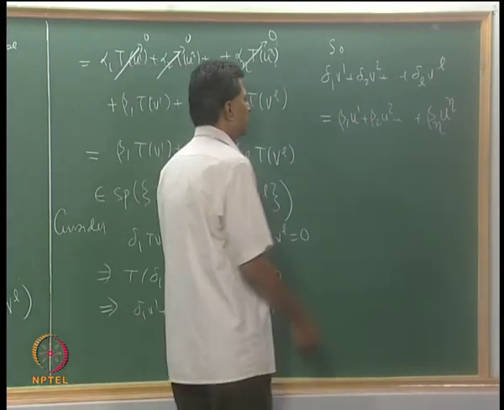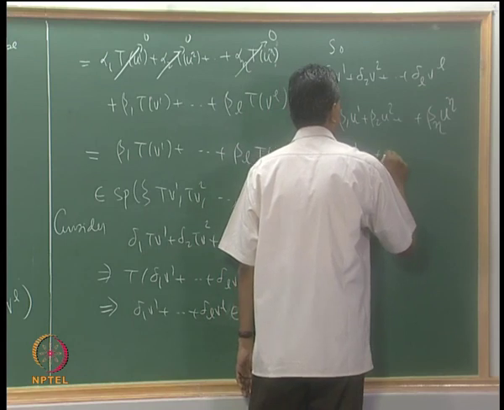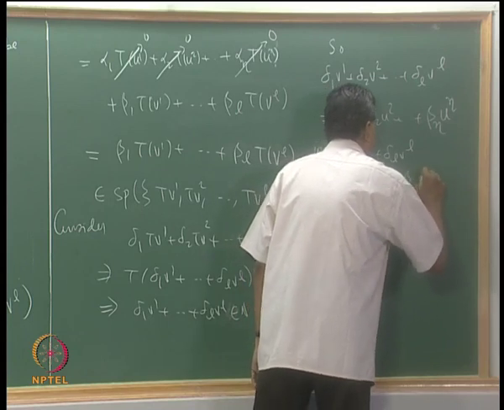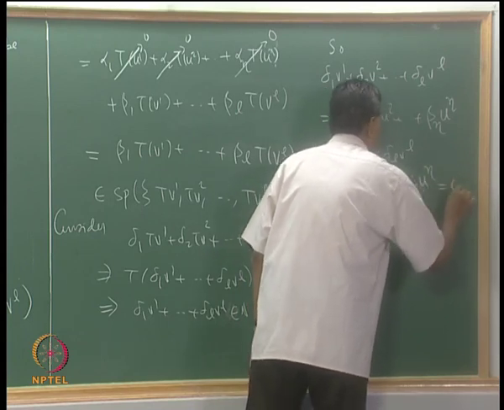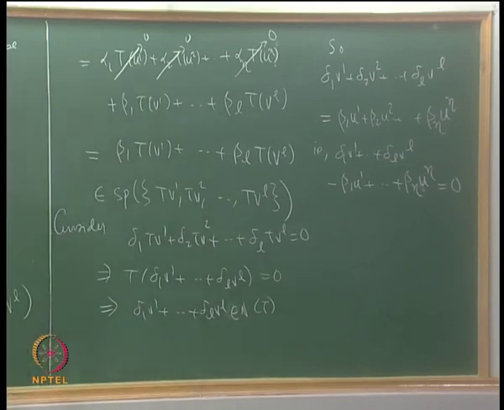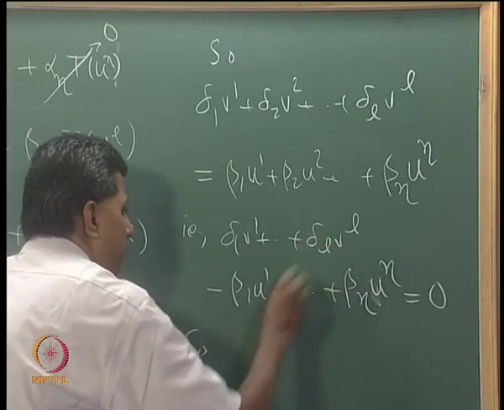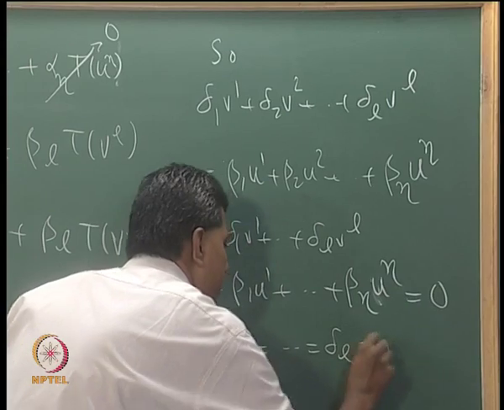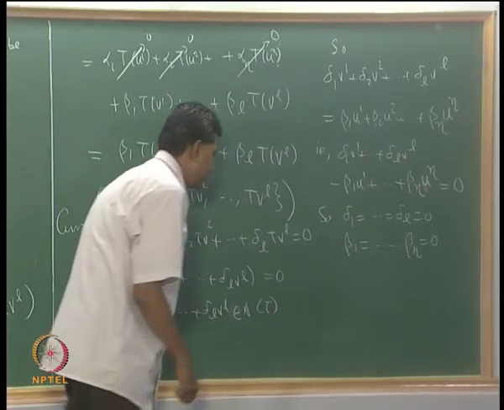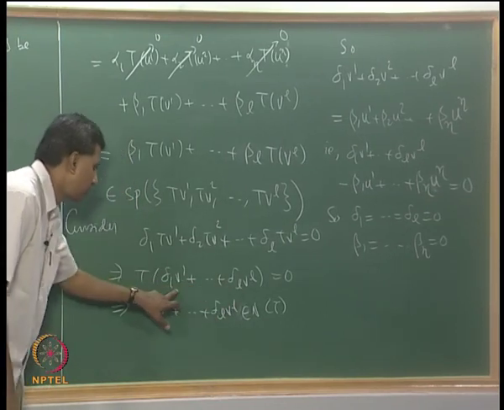Bring this to the left hand side. That is delta 1 v1 etc. plus delta l v l minus beta 1 u1 plus etc. beta eta u eta. This is 0, but u1, u2 etc. u eta, v1, v2 etc. v l, they are linearly independent. So this means each of these scalars delta 1 etc. delta l is 0, beta 1 etc. beta eta is 0. Go back and see what you have here. Delta 1 etc. delta l, they are 0. So this is a 0 vector.